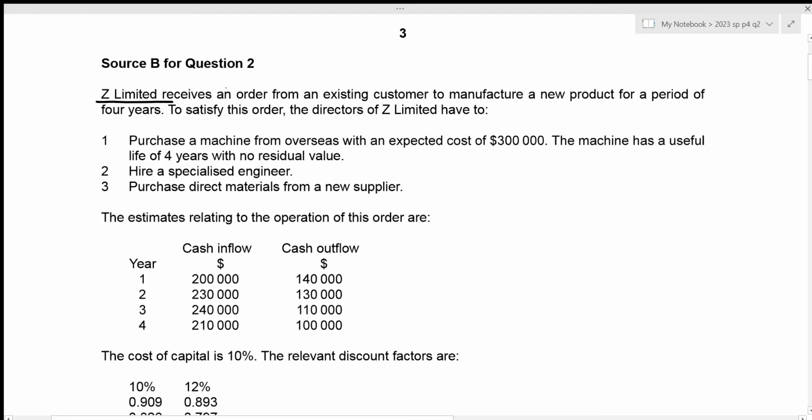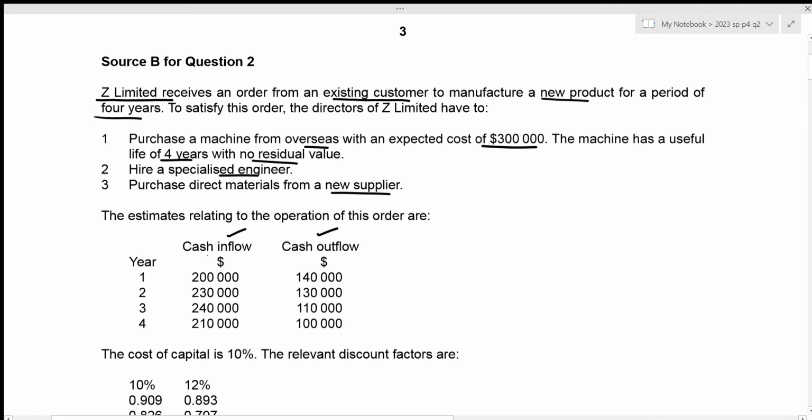Z Limited receives an order from an existing customer to manufacture a new product for a period of 4 years. To satisfy this order, the directors of Z Limited have to purchase a machine from overseas with an expected cost of 300,000. The machine has a useful life of 4 years with no residual value. Then the directors of Z Limited have to hire a specialized engineer as well as purchase direct materials from a new supplier. And we're given the estimates relating to the operation of this order.